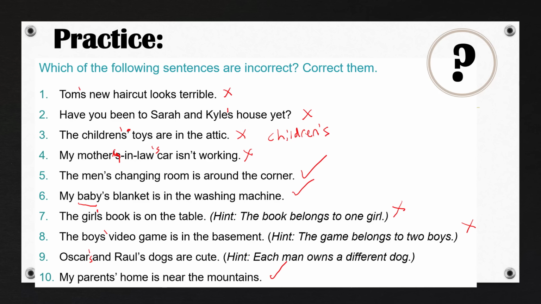Now, could you say my parent's home is near the mountains? If you said my parent's home is near the mountains, you're talking about one parent, your mother or your father. And it is not very common to refer to one parent as parent. You usually say mother or father, okay? It's not common to say I'm going to my parent's house if you were only talking about your mother.